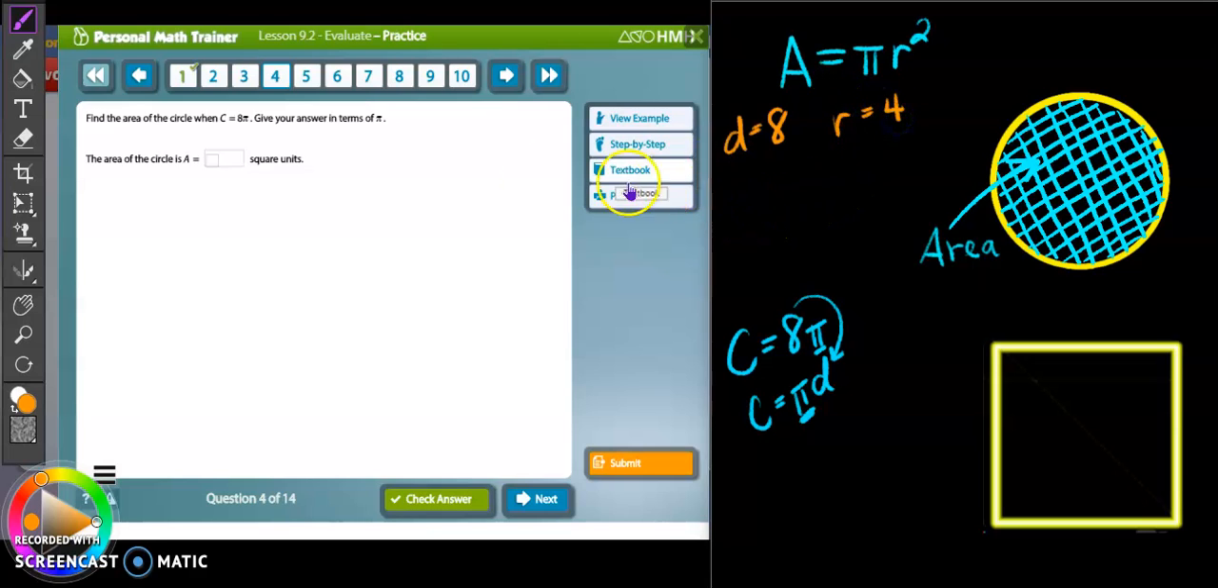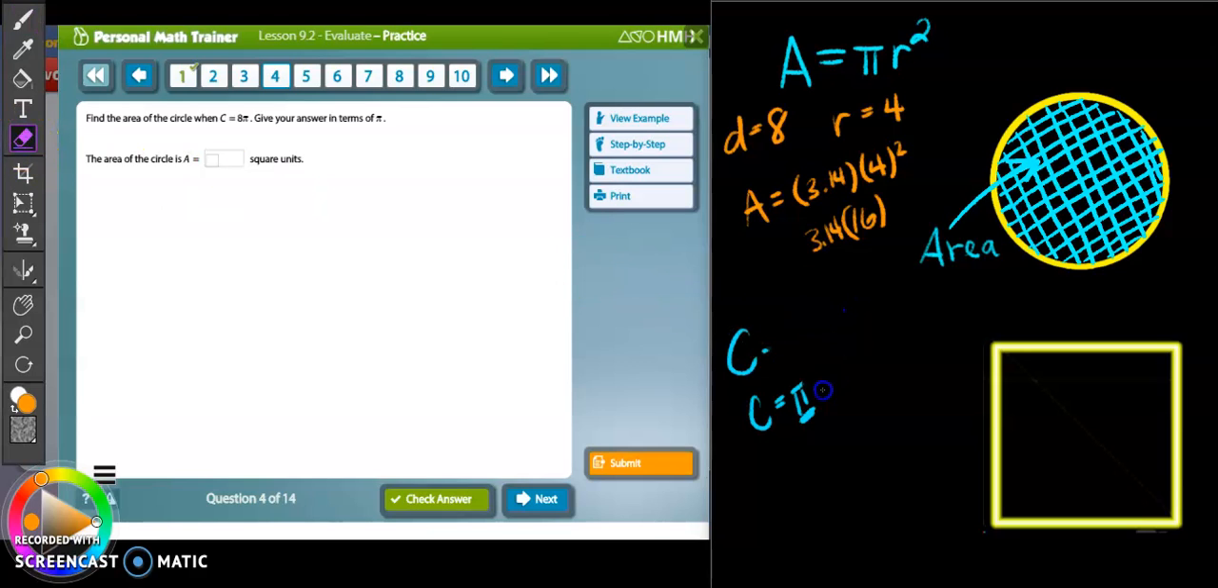Then you can use your formula again to find the area of the circle. So you'd say A equals 3.14 times your radius squared, which is 4 squared. 4 squared is 16. You have to multiply that times 3.14, and again you'd have to use a calculator and get your answer, but I'm going to leave that to you so I can go over a couple more of these problems.